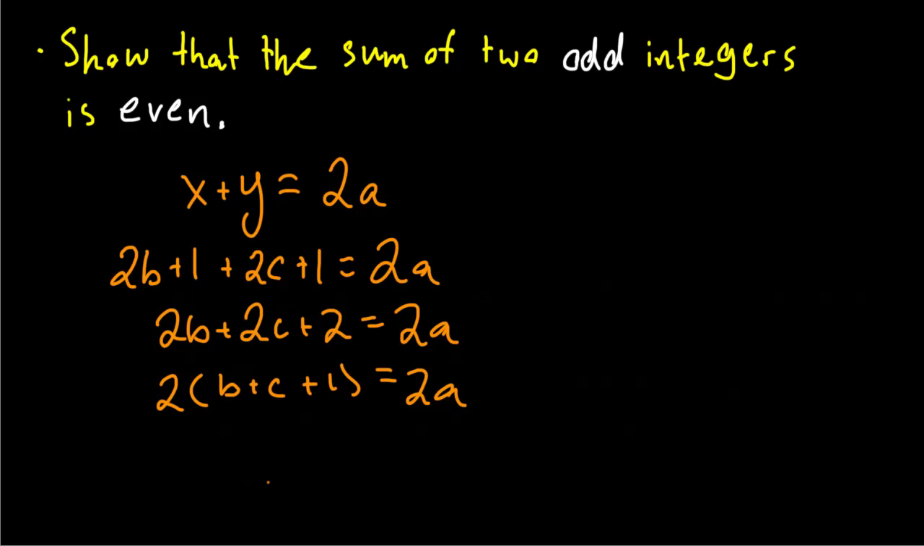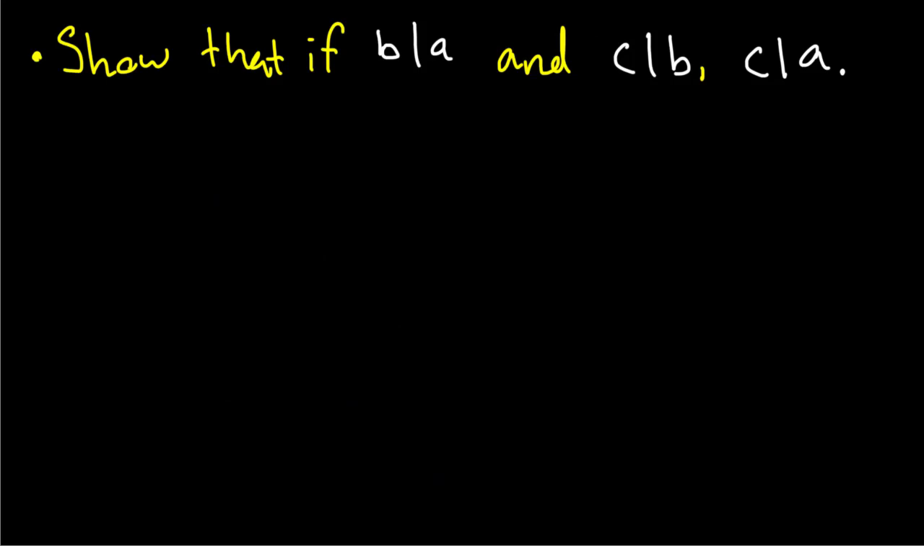And how about we just call that integer a? We'll say that b plus c plus 1 equals a. So 2 times (b plus c plus 1) is equal to 2 times a. And there we go. We just showed that the sum of two odd integers will always be even because we got it in this form. We got it in the 2 times an integer form. Now, let's look at an example of how useful that definition of dividing can be, right?